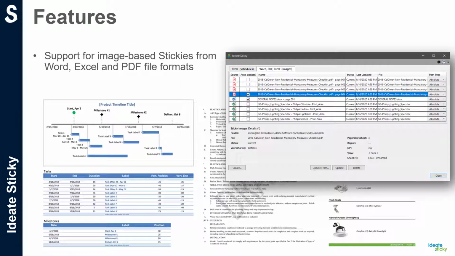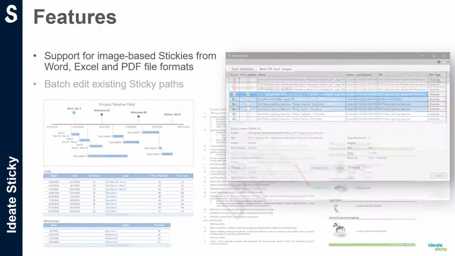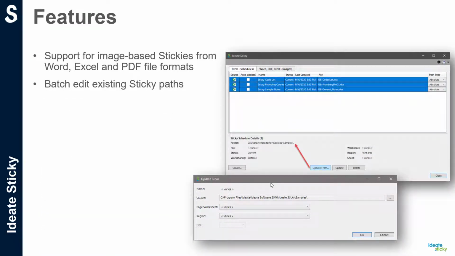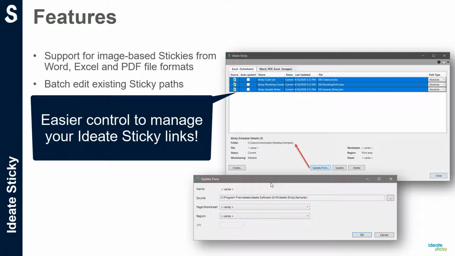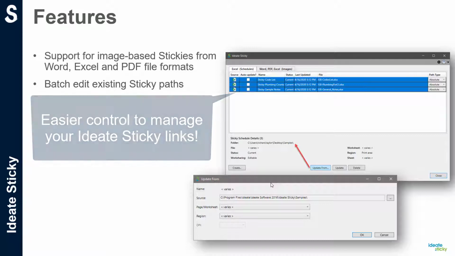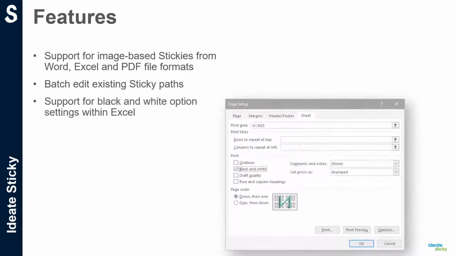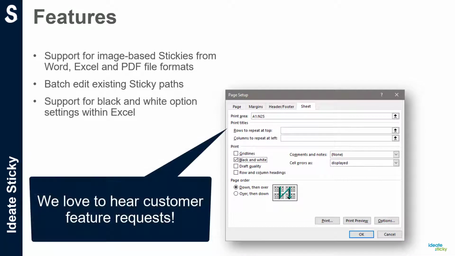Remember, this image linking is available on Revit 2018 through 2020, as well as Revit 2021. We've also had a top request to be able to repath multiple stickies at the same time. This can now be done on either tab by a multi-select and then choosing the Update From button. Another top customer request that we've had implemented is the ability to support the black and white only option within Excel.